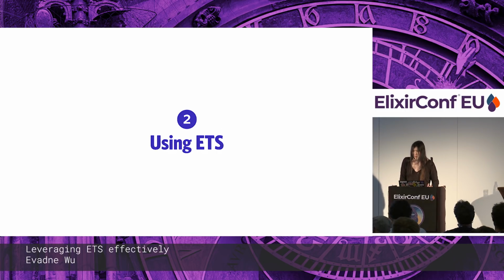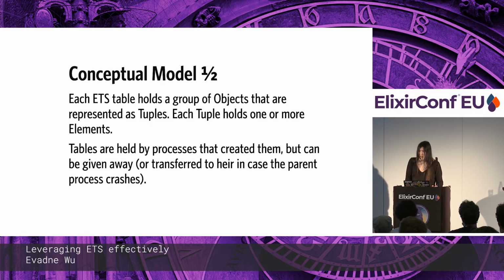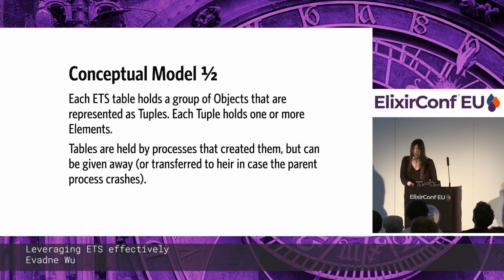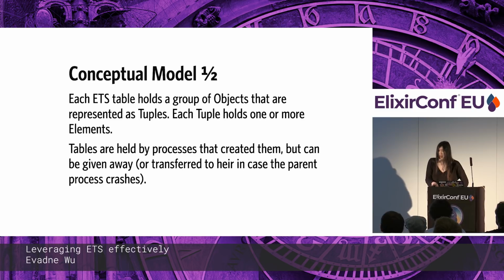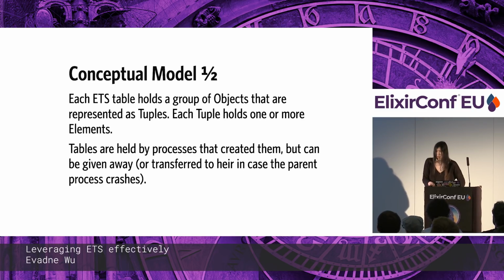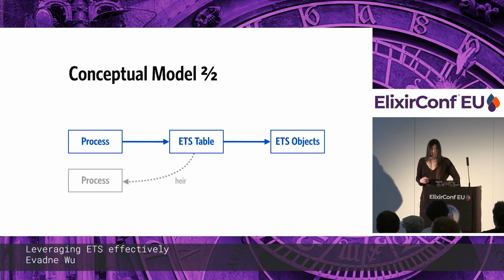All right, so ETS per se. The conceptual model of ETS is that each ETS table holds a bunch of objects. Each object is represented as a tuple. Tuples offer you O(1) access to any element within it, unlike maps. So tables are held by processes, but this is more or less a loose definition. Processes create tables, and when a table is created by a process, it's owned by the process. It will always be there until the process dies or until the process chooses to give away the table to another process. So this is basically how you can think about it conceptually.